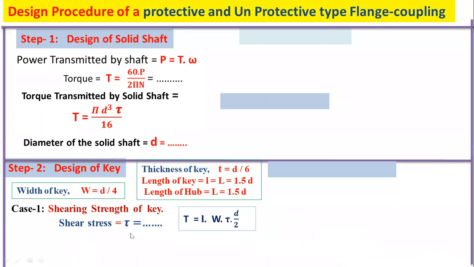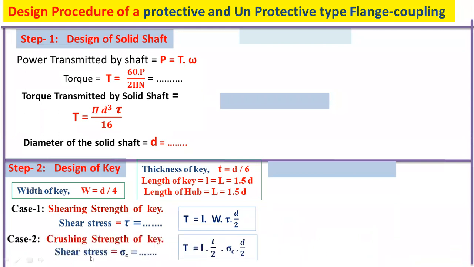Now, for design of the sunk key, you have to consider shearing strength and crushing strength. From these two values, you can get the value of shear stress and the compressive stress induced in the key materials.